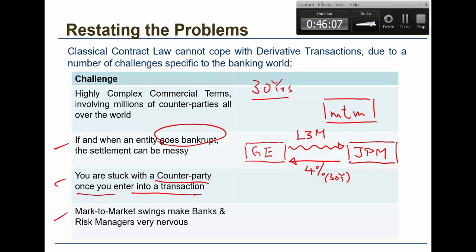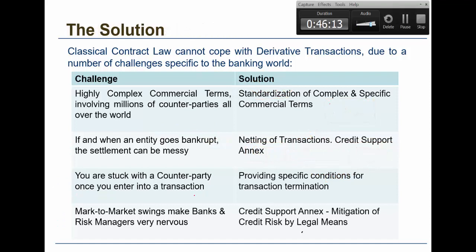ISDA is trying to solve all these problems. How? Well, first of all, we try to standardize all the terms, all the complex terms. Now, don't worry if this doesn't hit you right now, because I'm going to explain all of this later on, okay? And we have this mechanism called netting, and then there is also another idea called credit support annex. So netting is like this.